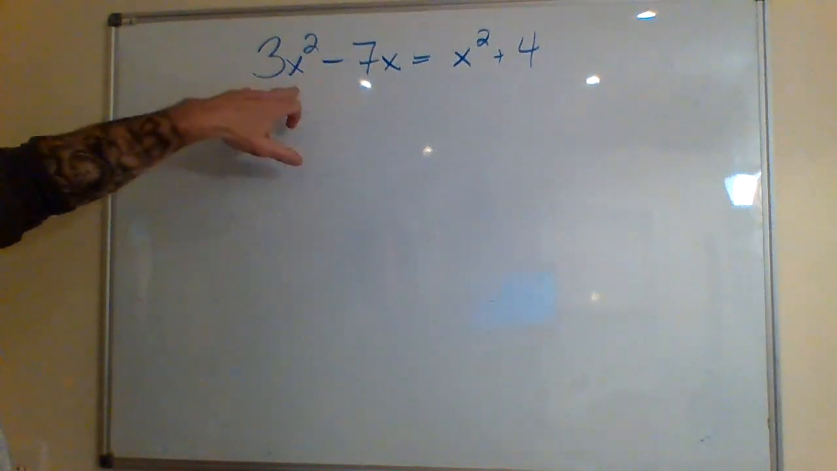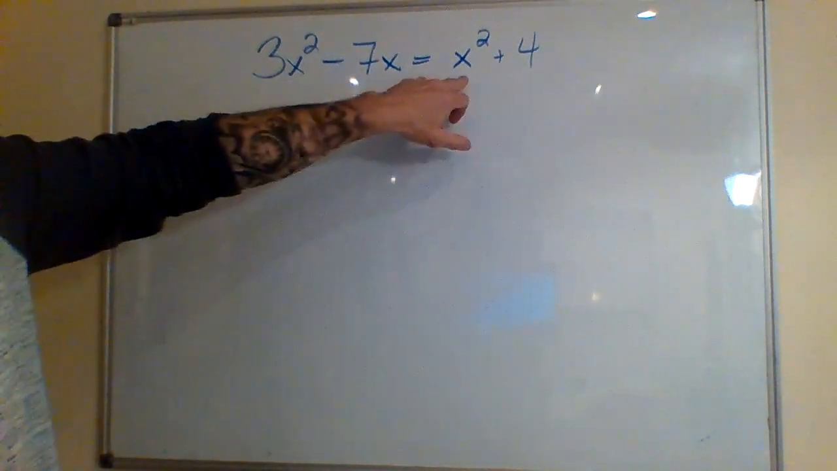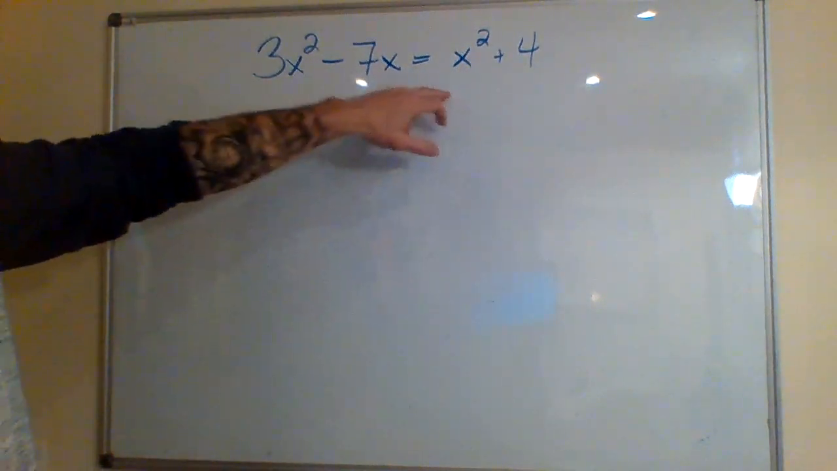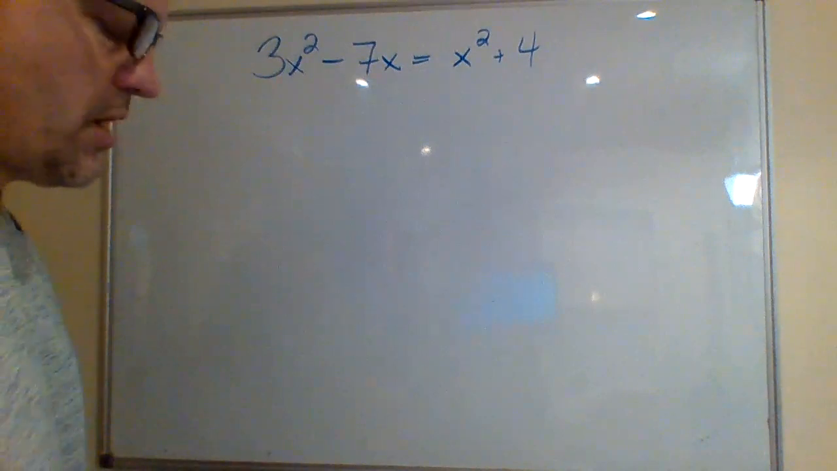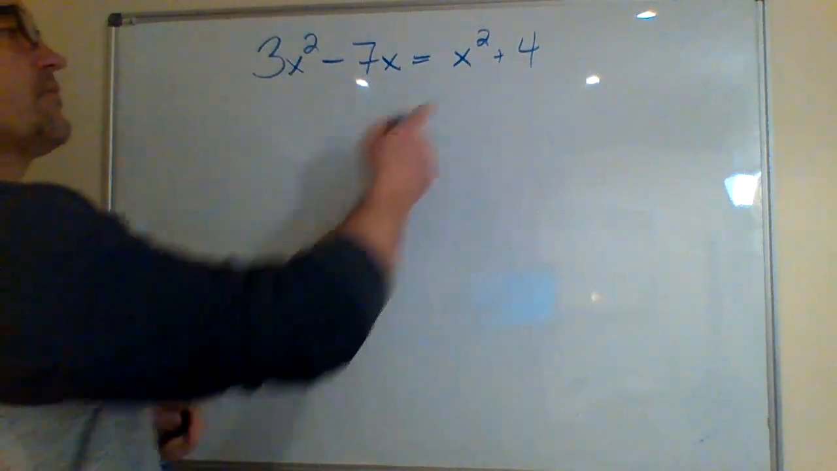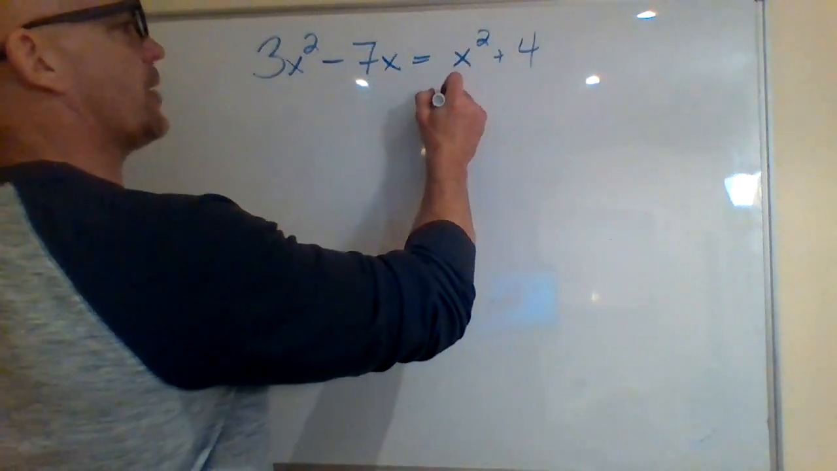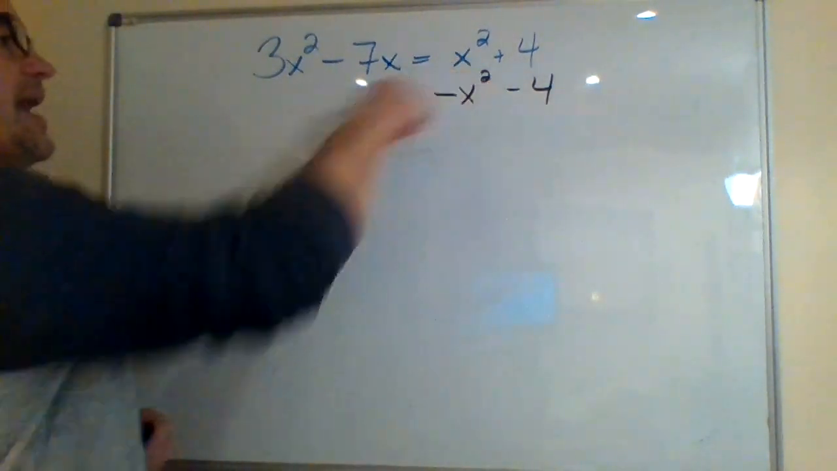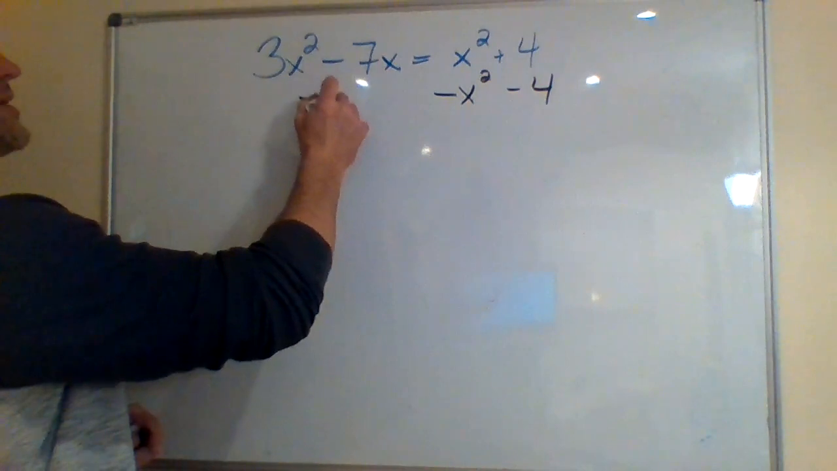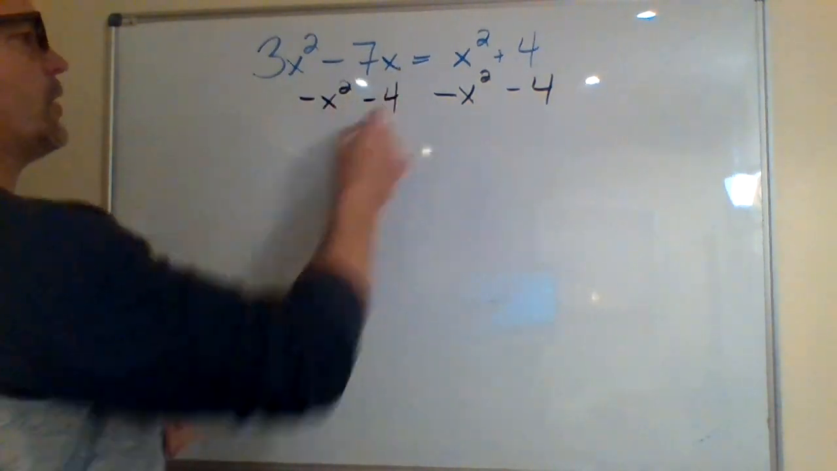So keeping in mind that I have a 3x squared over here, and that's larger than x squared, I'm going to bring this stuff over here. Plus, we're used to seeing what we like on the left-hand side, 0 on the right. So I'm going to get rid of the x squared and the 4 from there, make that 0. I'm going to do that in one step. I'm going to subtract the x squared and subtract the 4, subtract the x squared and subtract the 4.